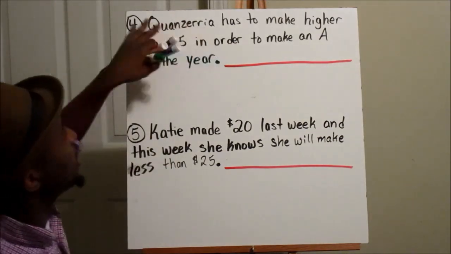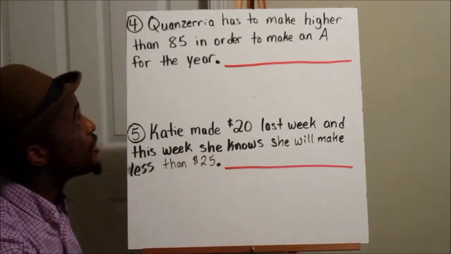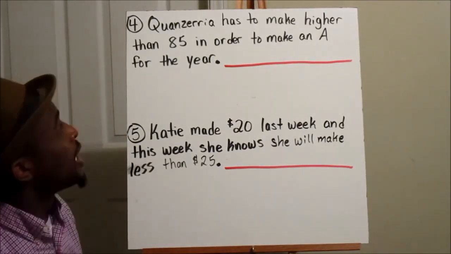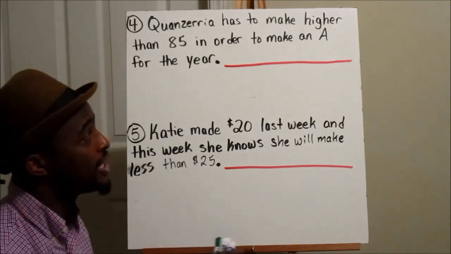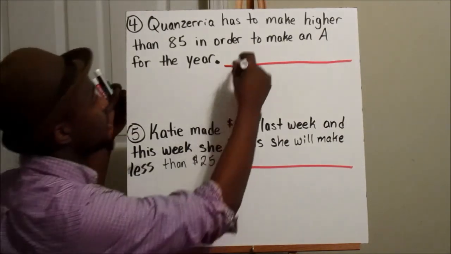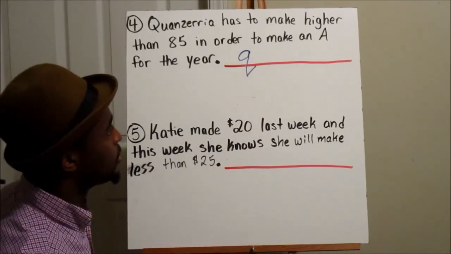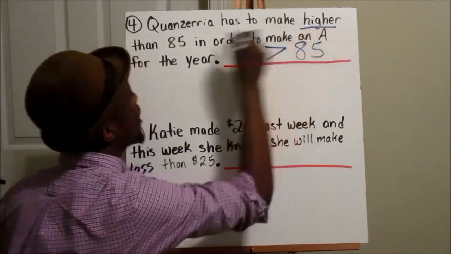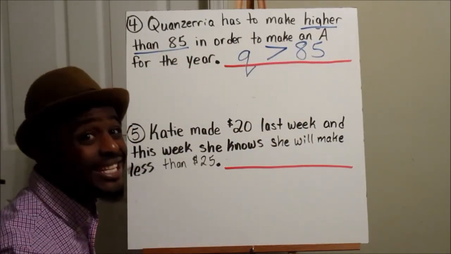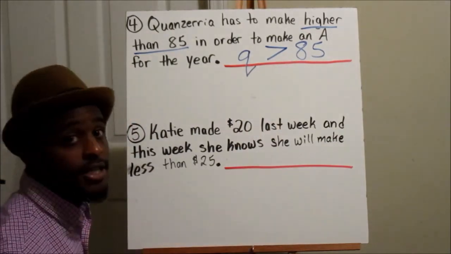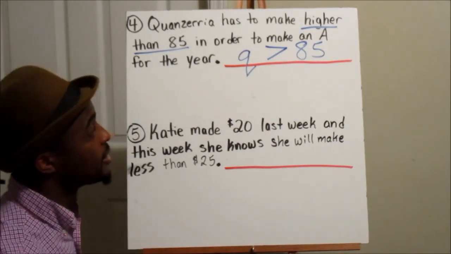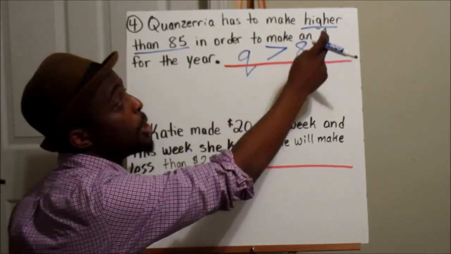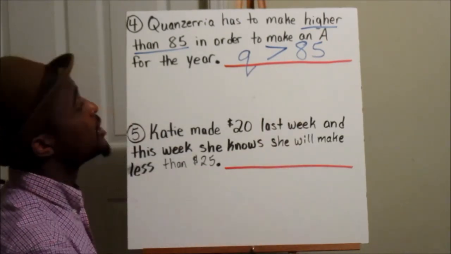Alright, looking at number 4. Quanzaria has to make higher than an 85 in order to make an A for the year. So we'll just put a Q for Quanzaria. Her rate must be greater or higher than 85, because it says higher than 85. Now it didn't say at least an 85, so she can't be equal to an 85. If she gets an 85, either on the post test or whatever it is, then she will not make an A for the year. But if she gets an 86, an 87, even if she gets an 85.1, that's still greater than 85, she will make an A.